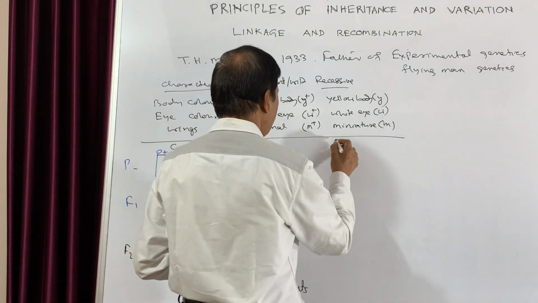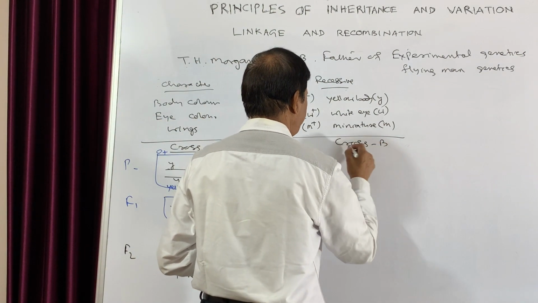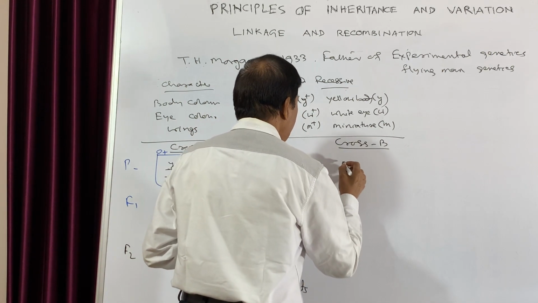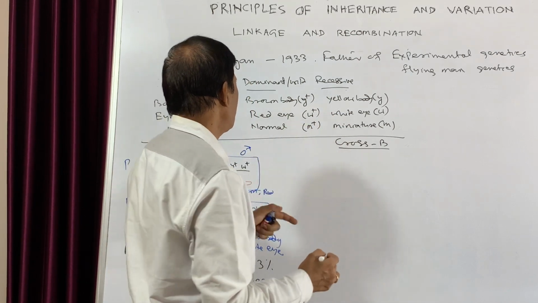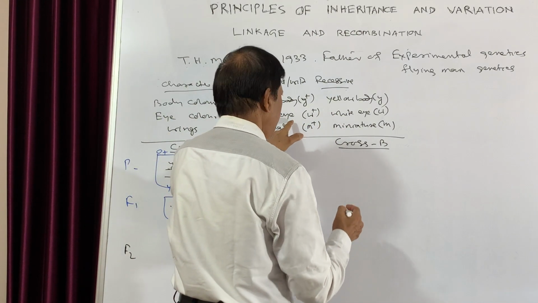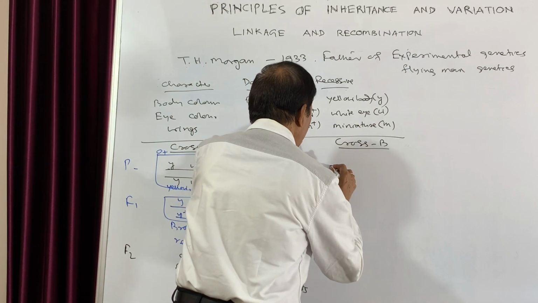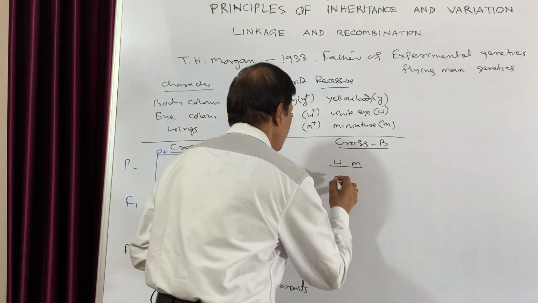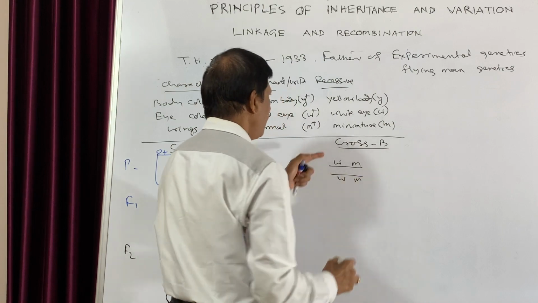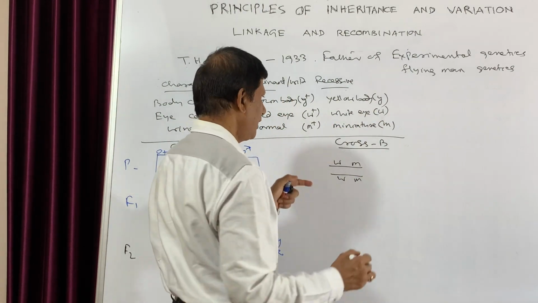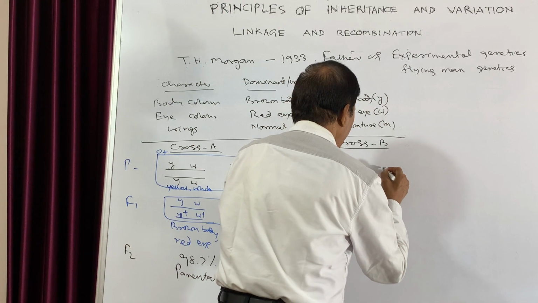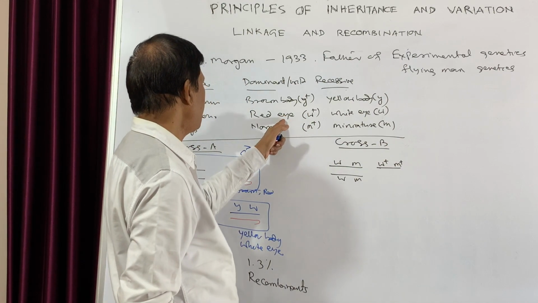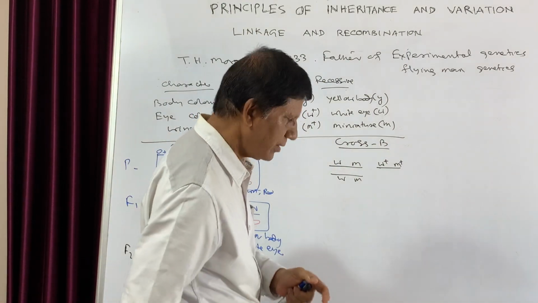Now in the second, let us take cross B. So in cross B, it has taken these two characters. WM means white eye, miniature wings. Then the other one is W plus M plus, which means red eye and normal wings, and the other one is the male one.